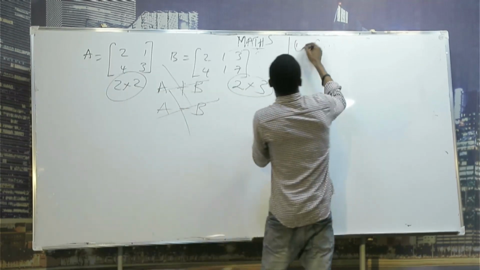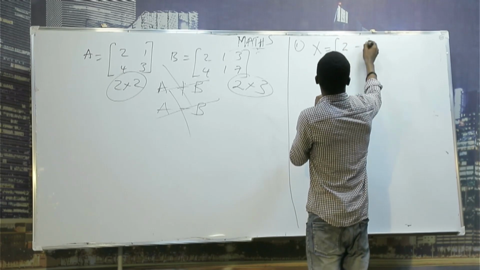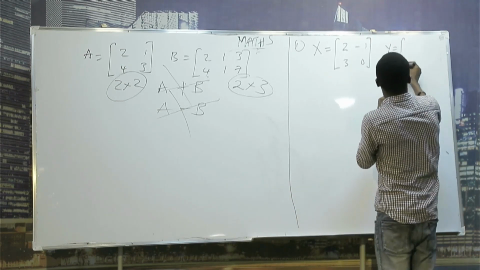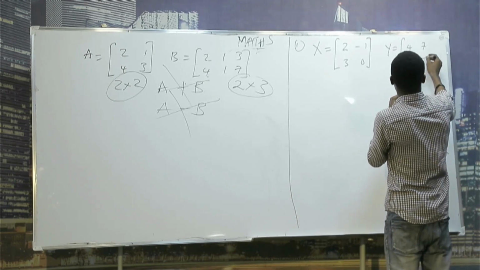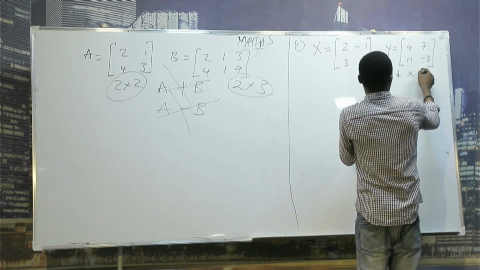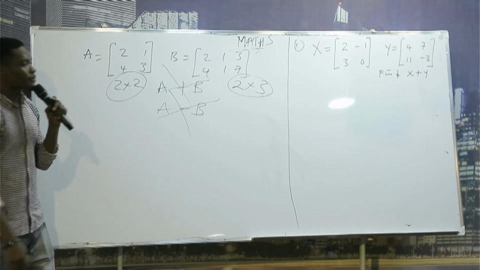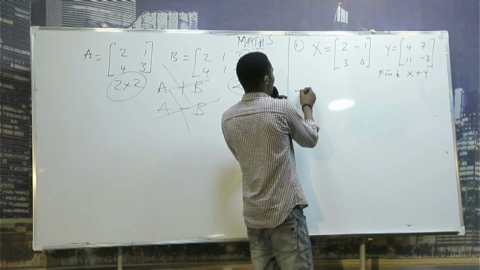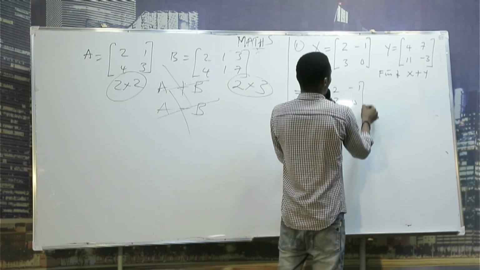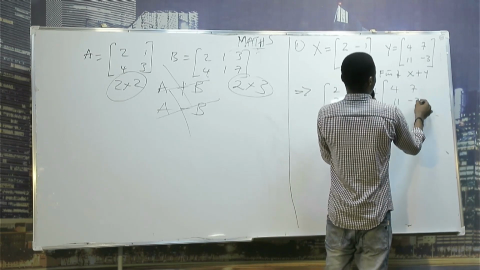Example 1. Let's start with something very simple. Class, x is equal to 2, minus 1, 3, 0. And y is equal to 4, 7, 11, minus 3. They now said we should find x plus y. So our x is 2, minus 1, 3, 0, plus our y is 4, 7, 11, minus 3.